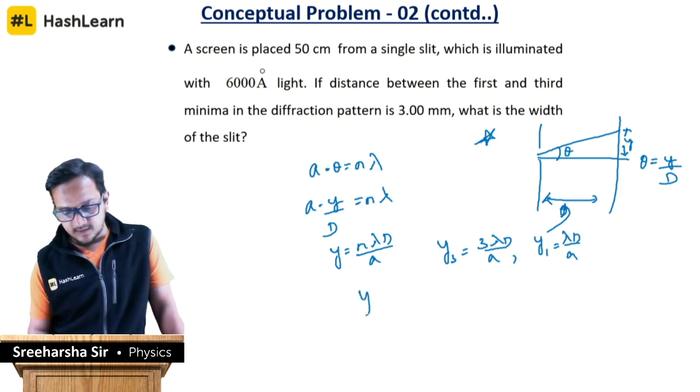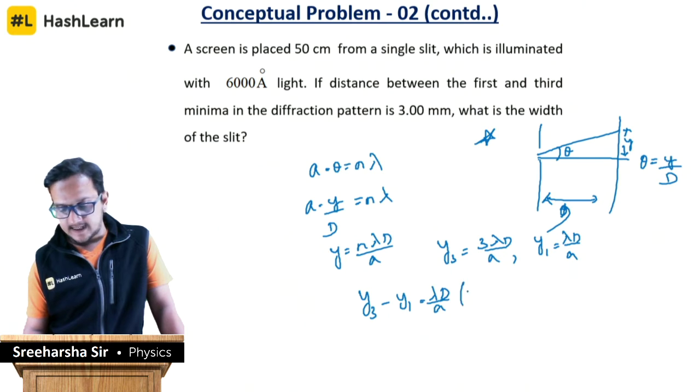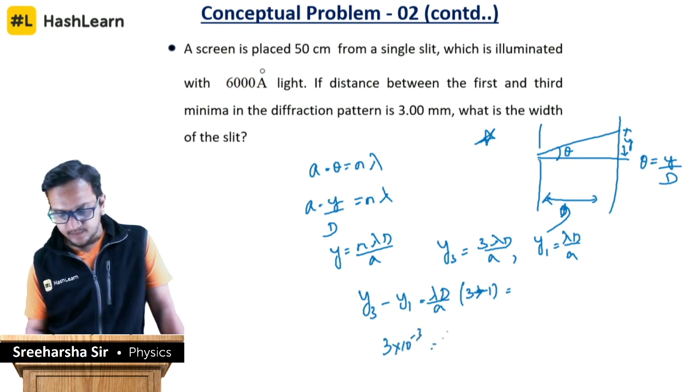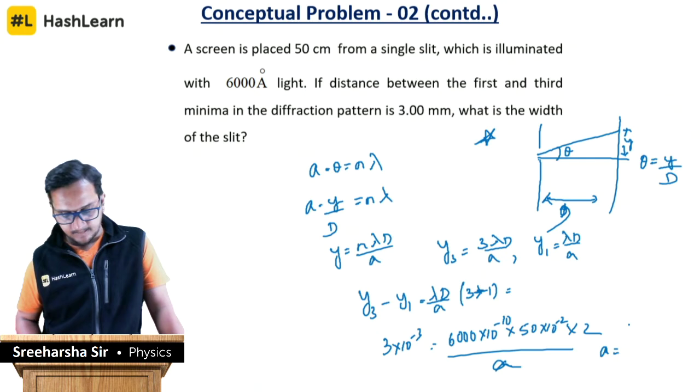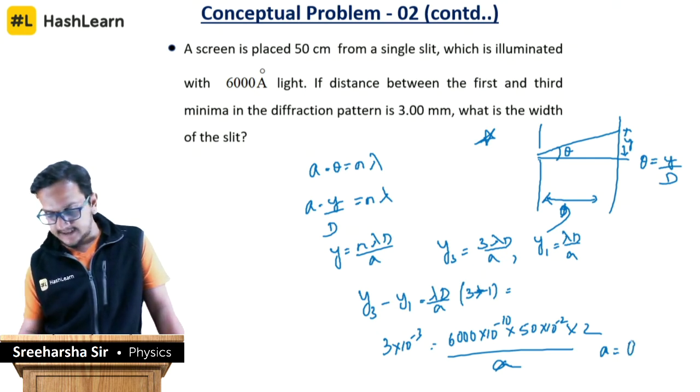So if you subtract this, you will have y3 minus y1 equal to 2 lambda D by a, that is 3 minus 1. So y3 minus y1 is 3 into 10 power minus 3, which is equal to 2 into lambda, which is 6000 into 10 power minus 10, and D is 50 into 10 power minus 2, divided by a. So from this, if you solve it, a is equal to how much? 0.2 millimeters if you solve this.